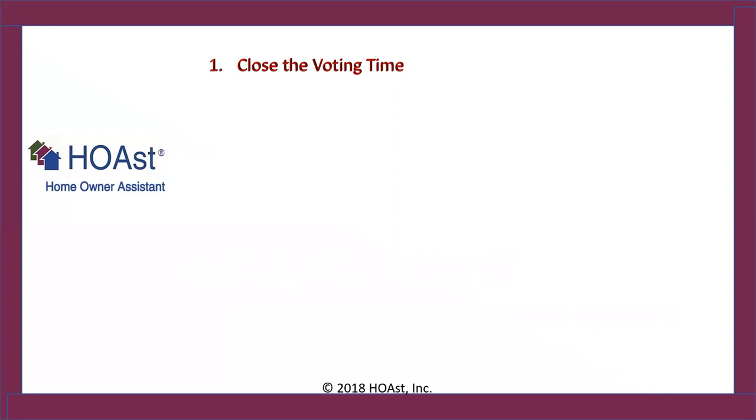The first step to do at the meeting is to announce, as you normally do, that you're going to close the voting time. You're going to no longer accept paper ballots, say in 5 minutes. 5 minutes goes by and you say, okay, the election is now closed. So you must close the voting time in myHOAst so that we do not get any more online votes either.